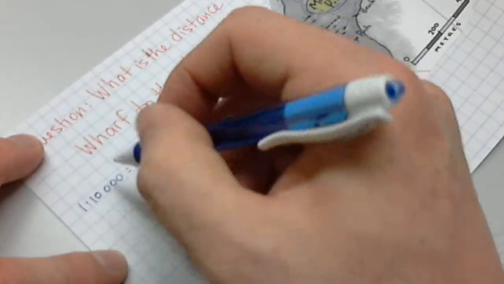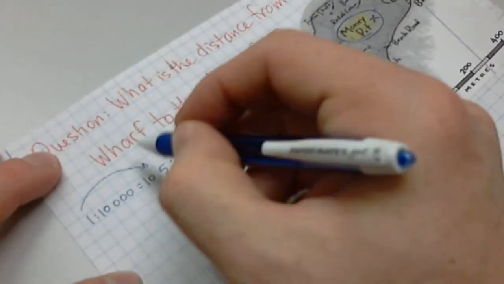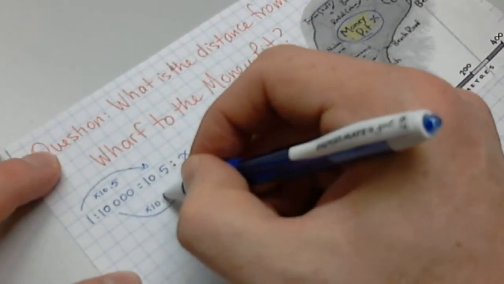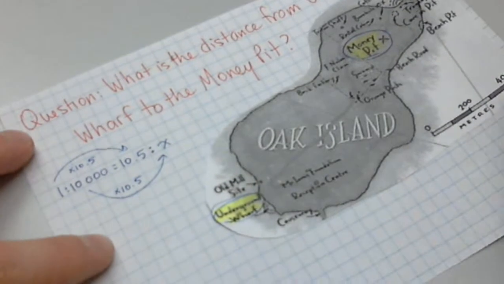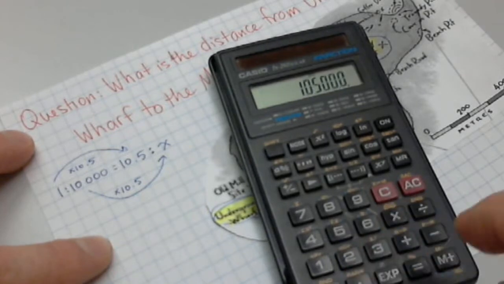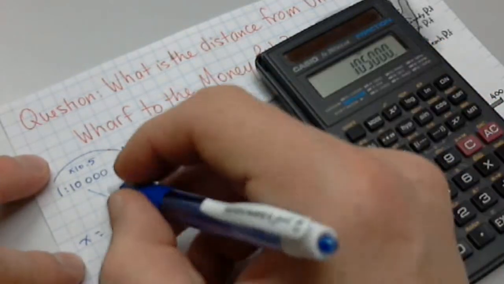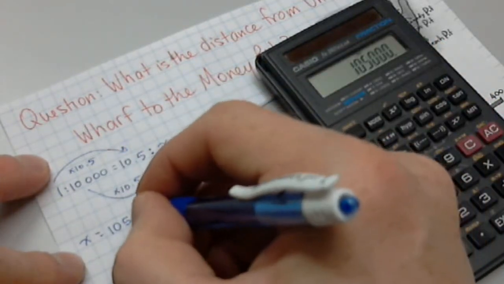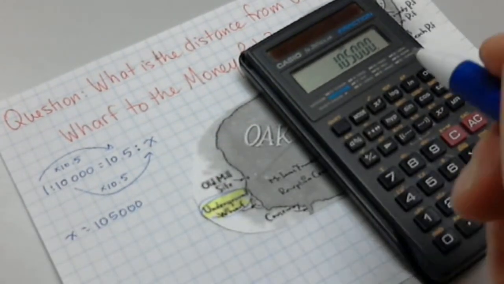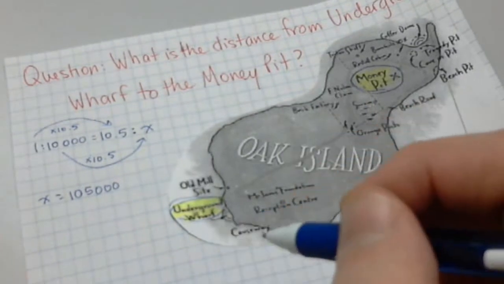This shouldn't be new because we talked about this yesterday, and we talked about proportions as well. To get from 1 to 10.5, you obviously have to multiply times 10.5. That's our scale factor, which means that we have to multiply by 10.5 as well. So if I get out my calculator, 10,000 times 10.5 means that x, or my unknown, equals 105,000 centimeters.